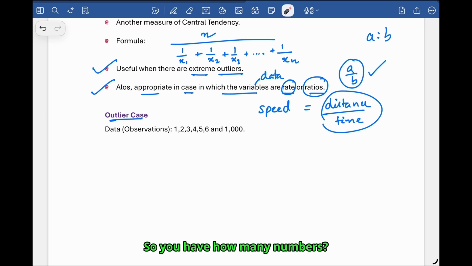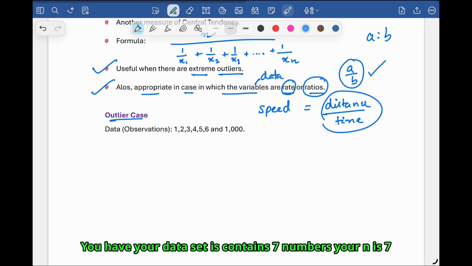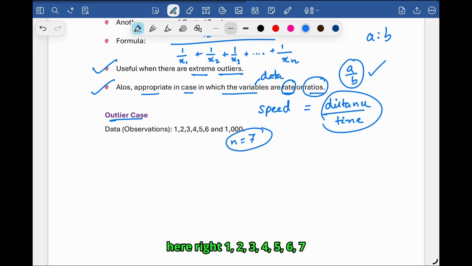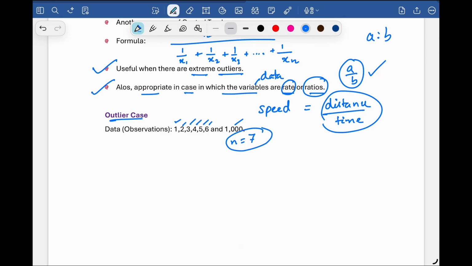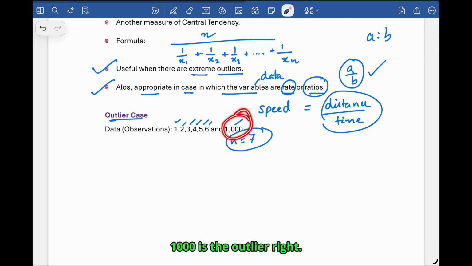So how many numbers do you have? Your data set contains 7 numbers, so your n is 7 here, right? 1, 2, 3, 4, 5, 6, 7. Out of these 7 data points, which one is the outlier? 1000 is the outlier, right?